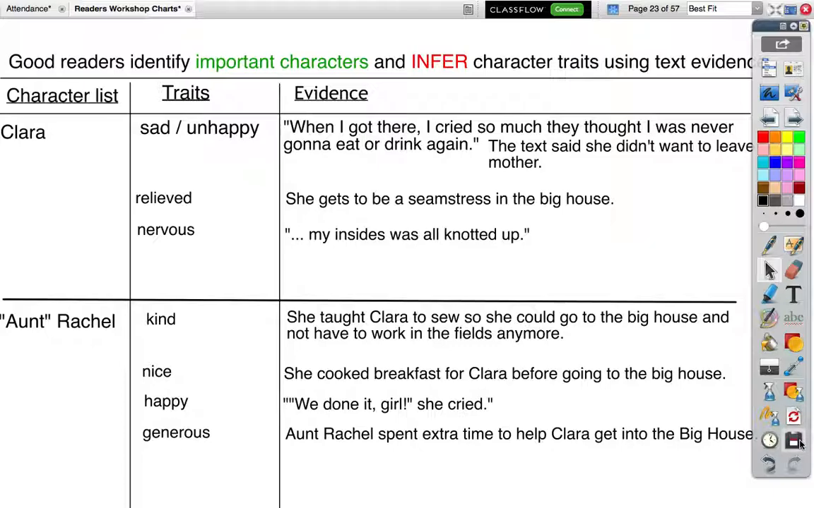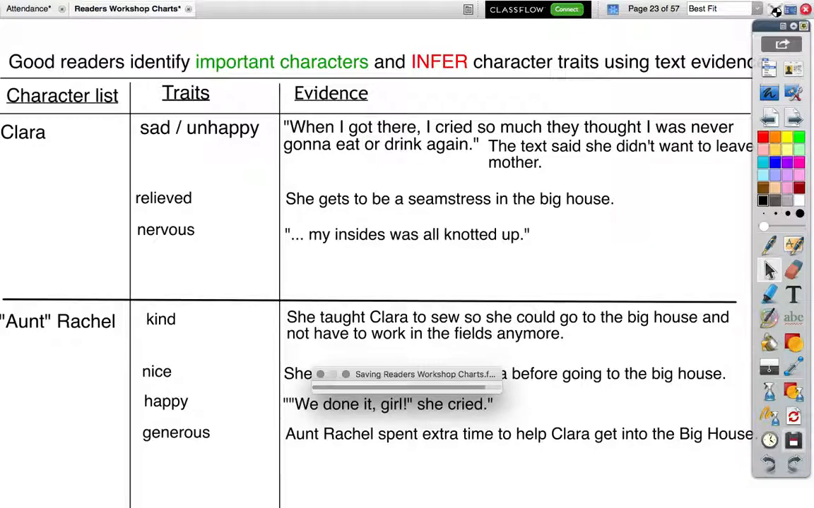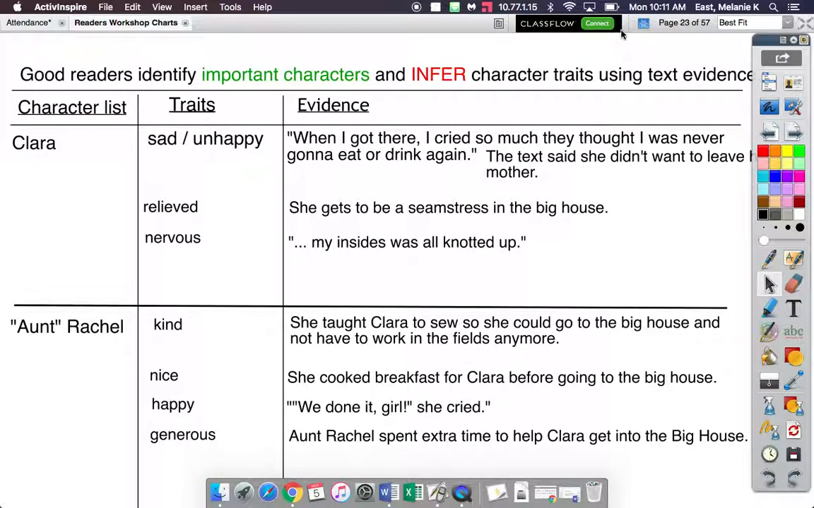Okay? What I want you all to do today is go back to your seats, get out your reader's notebooks, and we're going to do a table of contents entry. And then you are going to do a chart that looks like this. Character list, traits, evidence. And I want you to do at least 1 character and 2 traits. Okay? You can do more, but at least 1 character. Yes, and you have to have evidence for every trait. So at least 1 character, 2 traits, and 2 pieces of evidence. So we're going to set up a chart that looks like this, okay?